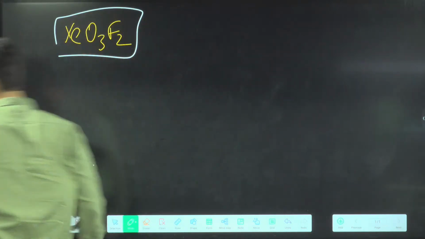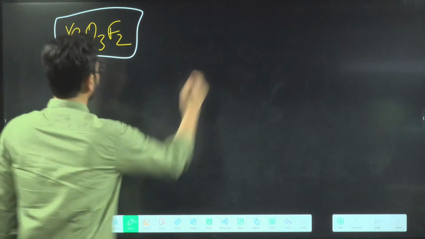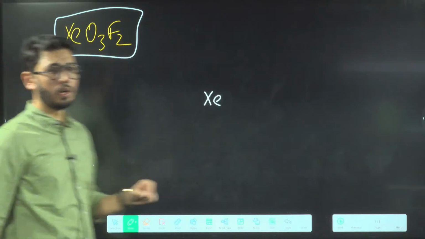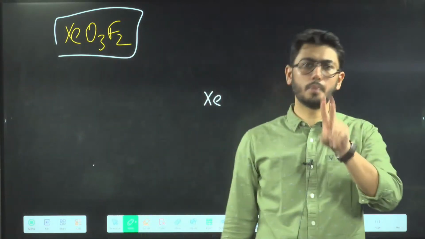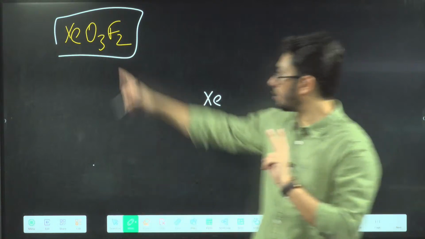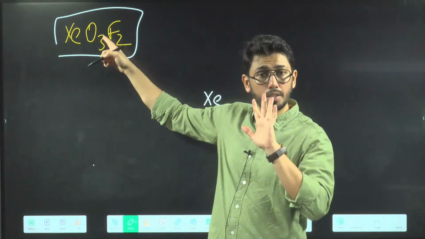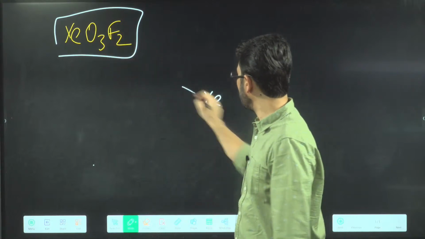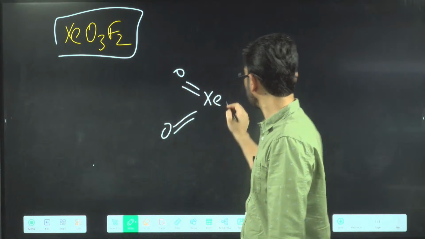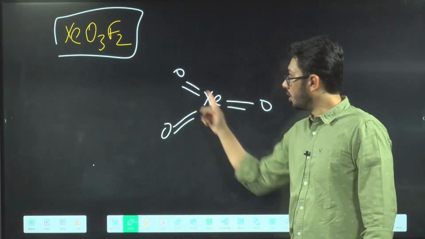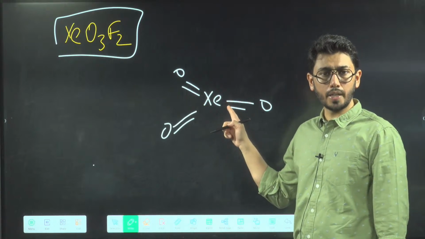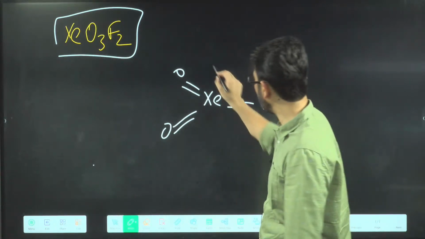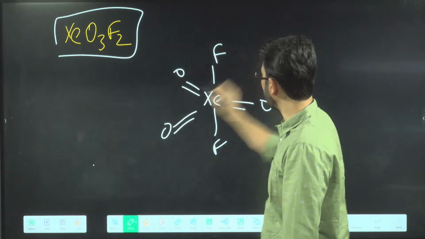Now in this structure, for the student who asked it: xenon has how many valence electrons? 8. Oxygen will form how many bonds? It is neutral, so it forms a double bond with the central atom. Three oxygens will form 6 bonds in total, meaning a double bond each with oxygen. Xenon has shared 6 electrons. How many are left out of 8? 2 electrons. Fluorine, a halogen, forms a single bond and its octet will be completed. This is how it is written.